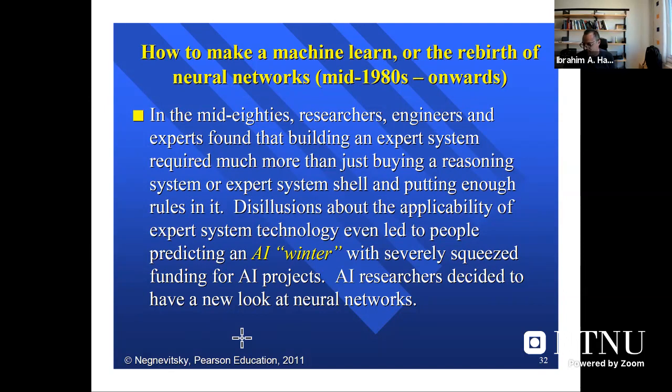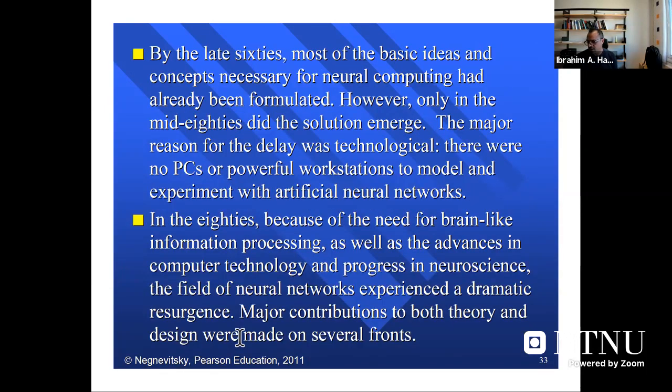At that time, researchers decided to have a new look at neural networks. By the 60s, most of the basic ideas and concepts necessary for neural computing had already been formulated. However, only in the mid-80s did the solution emerge. The major reason for the delay was technological. There were no PCs or powerful workstations to model and experiment with artificial neural networks.